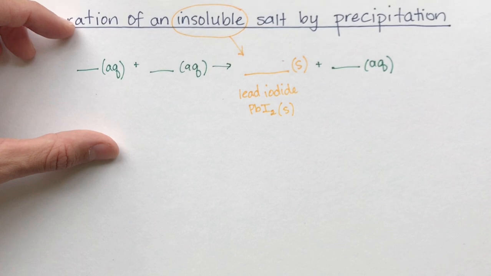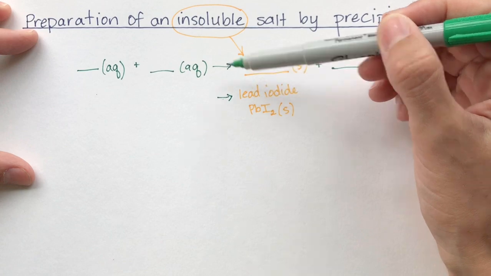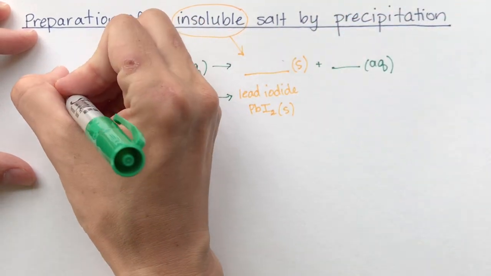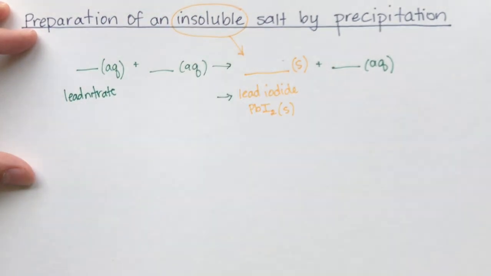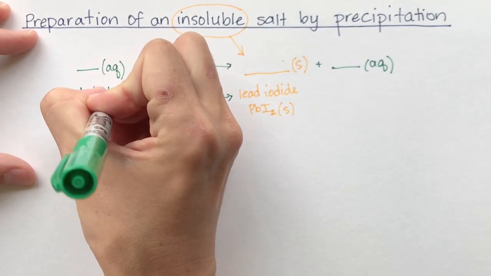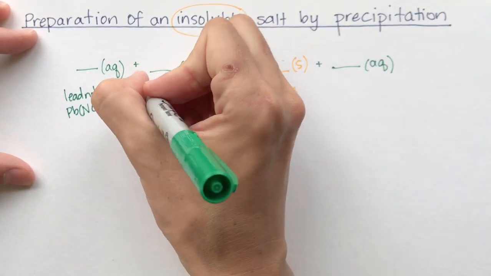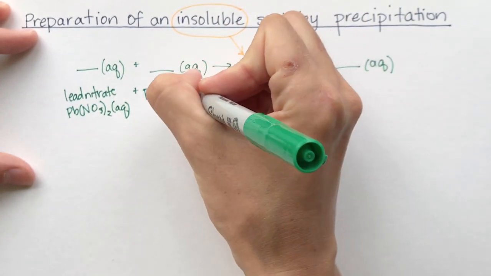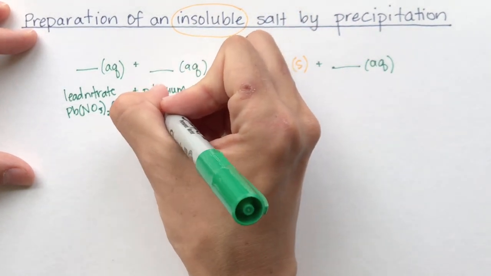Okay. So the easiest 2 solutions to make this from are going to be one with lead and one with iodide that are both soluble. So to get lead to dissolve, we often pair it with nitrate because all nitrates are soluble. So that would be Pb(NO3)2. And then the reactant containing iodide that's often used is potassium iodide, because all group 1 salts are soluble.